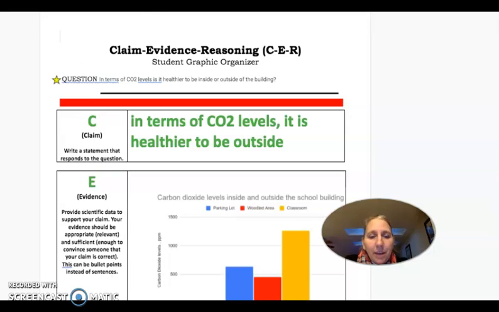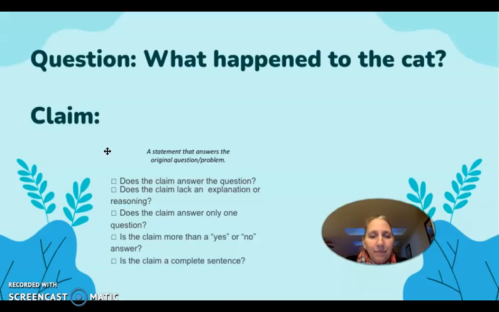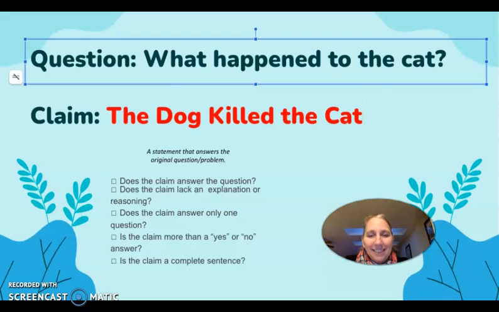In class, I had a paper copy of the claim evidence reasoning statement, and that's what we filled out in class. So just make sure you understand what I'm telling you now. So based on the video, what do you think? What would your claim be? What happened to the cat? The dog killed the cat.